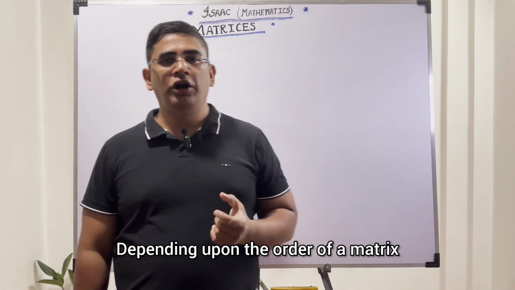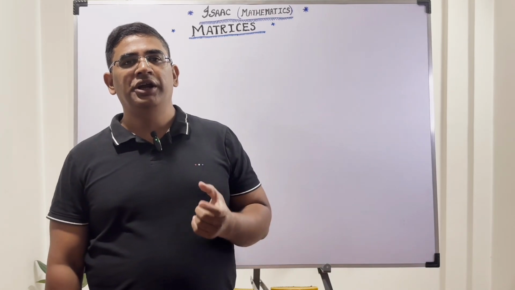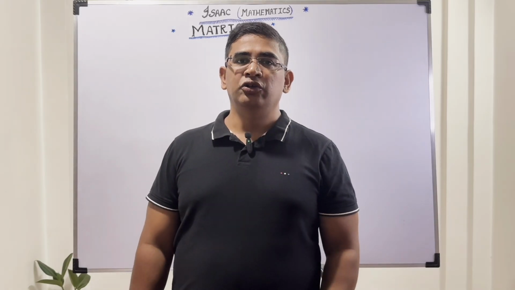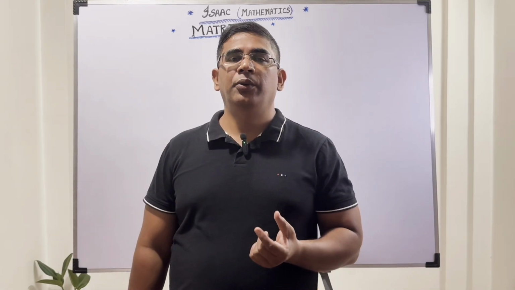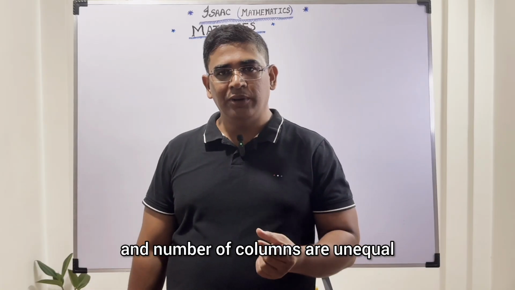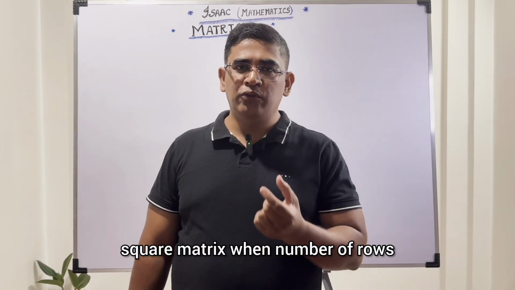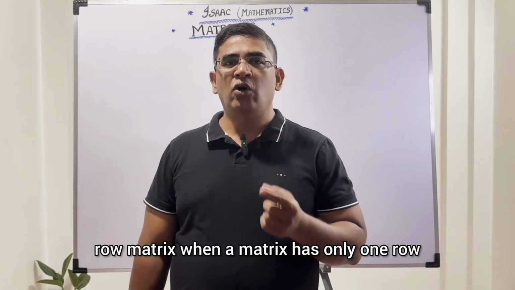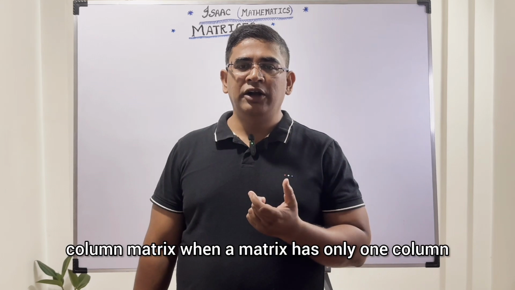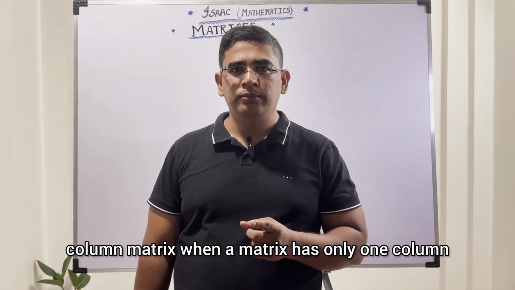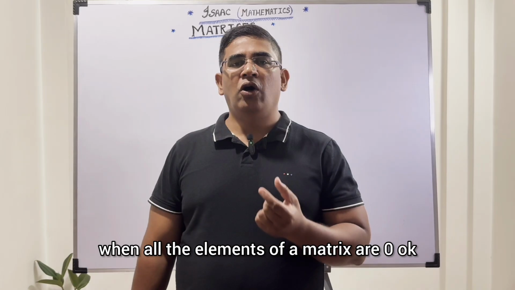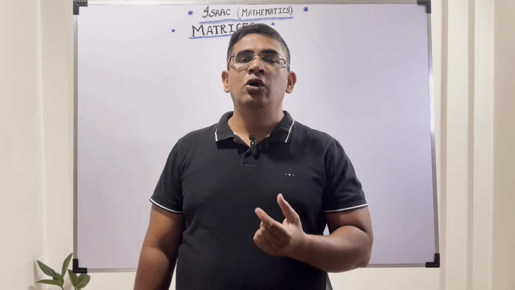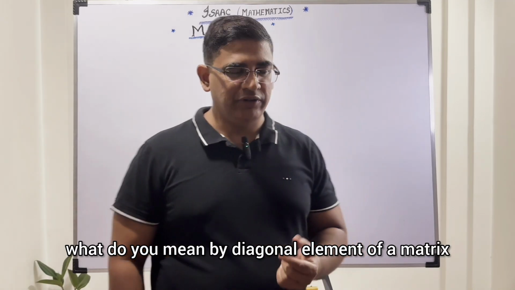Depending upon the order of a matrix, we can distinguish between matrices. Okay, so they are rectangular matrix when number of rows and number of columns are unequal, square matrix when number of rows and number of columns are equal, row matrix when a matrix has only one row, column matrix when a matrix has only one column, and null matrix when all the elements of a matrix are 0. Okay. Now we will learn what do you mean by diagonal element of a matrix.